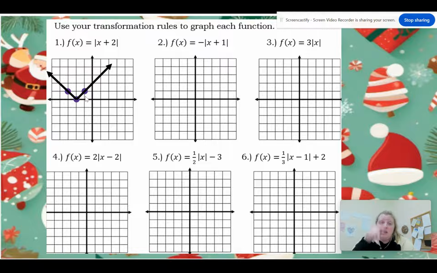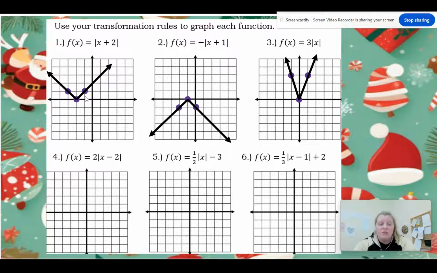Now number 2, again, the plus means we're going to go left, but you notice there's a negative outside your bars, so your V is going to be upside down. So instead of going up 1 over 1, I'm going to go down 1 over 1, and so on. Now look at number 3. There is a 3 out front, but that 3 indicates a vertical stretch. There's no pluses or minuses, so there is no shifting. That means you're going to put your dot at 0. Now from there, instead of going up 1 over 1, you're going to go up 3 over 1. So you can see that makes your V a little skinnier than what it typically is.